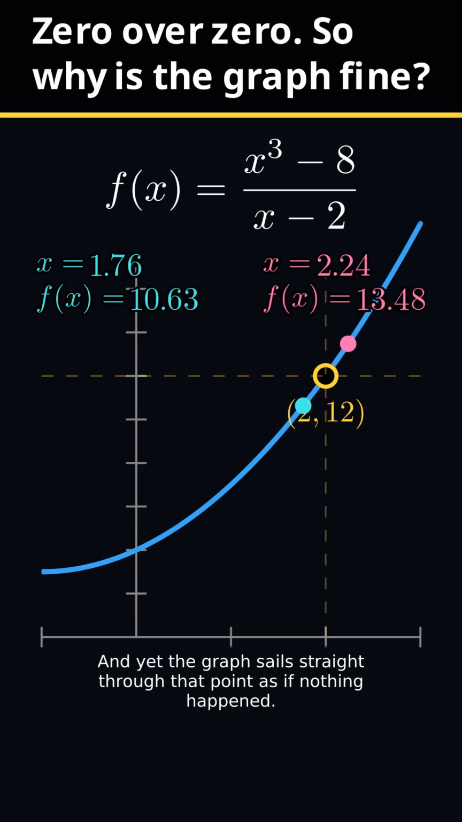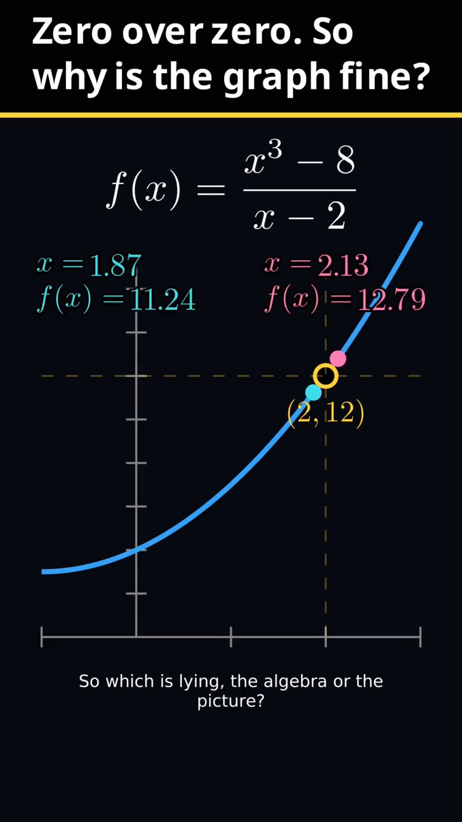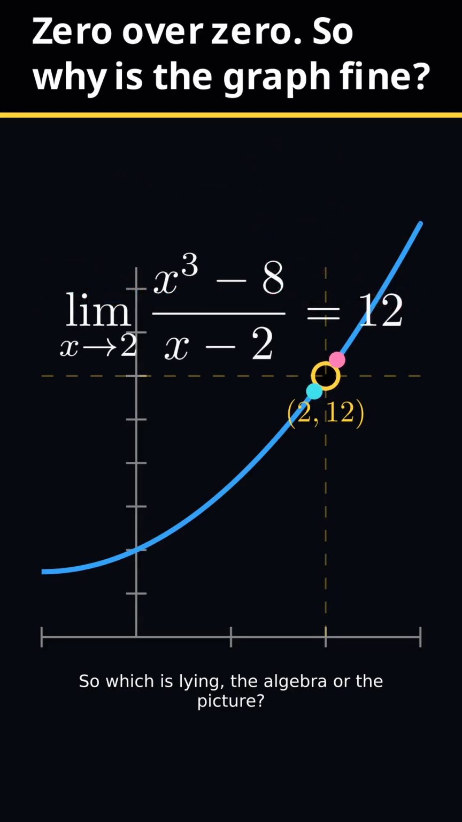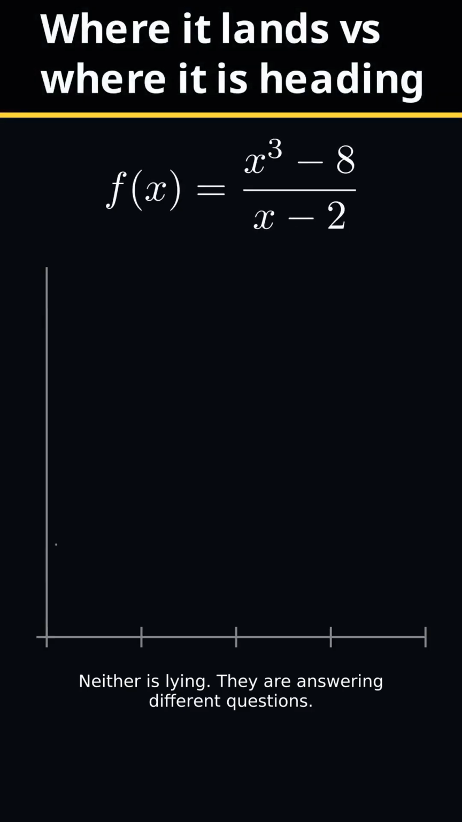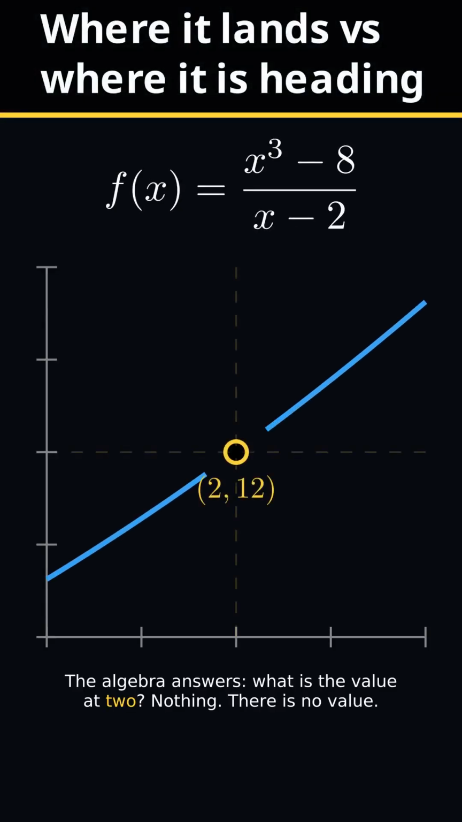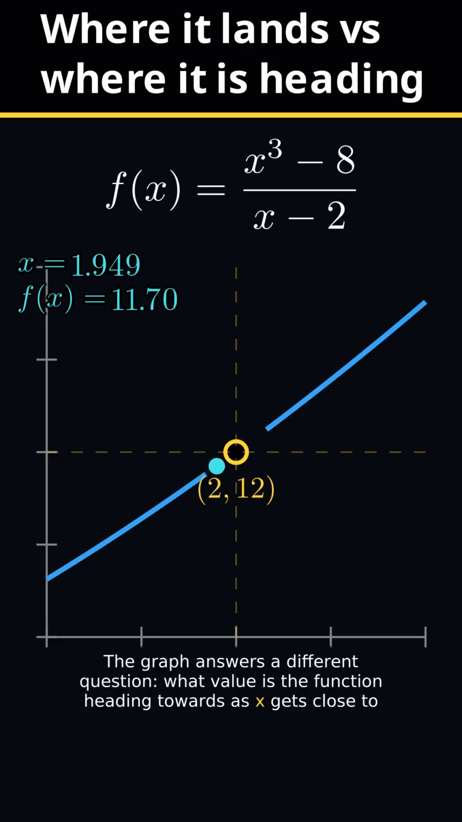And yet the graph sails straight through that point as if nothing happened. So which is lying, the algebra or the picture? Neither is lying. They are answering different questions. The algebra answers, what is the value at 2? Nothing. There is no value. The graph answers a different question. What value is the function heading towards as x gets close to 2?